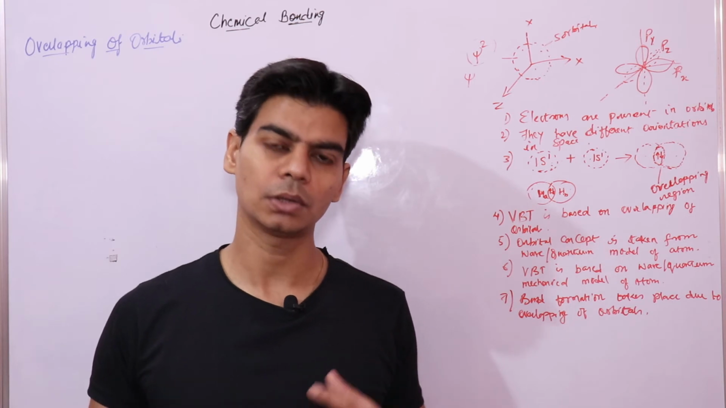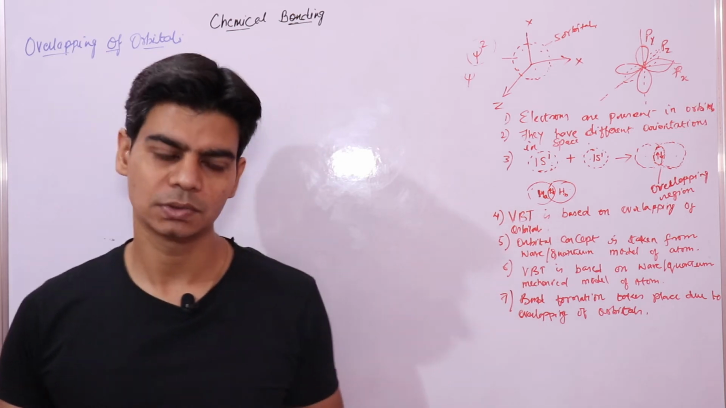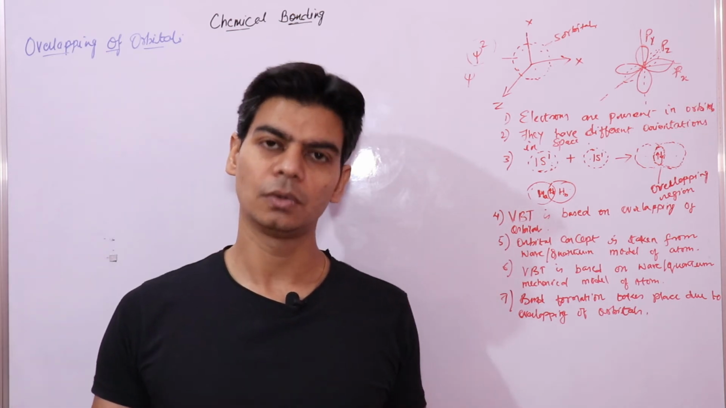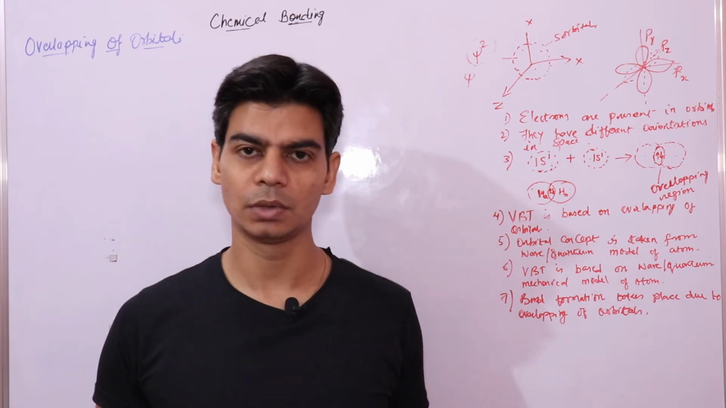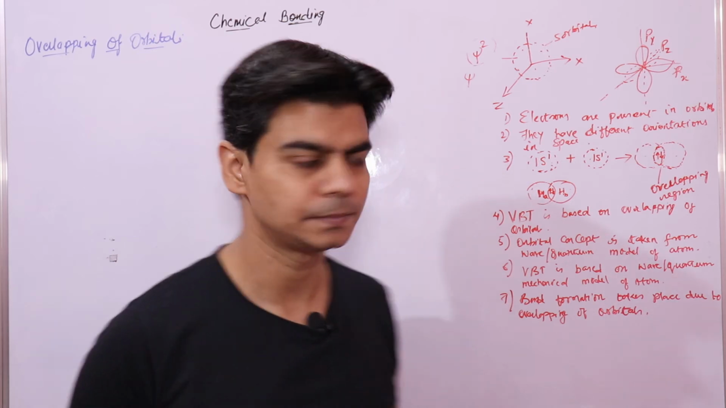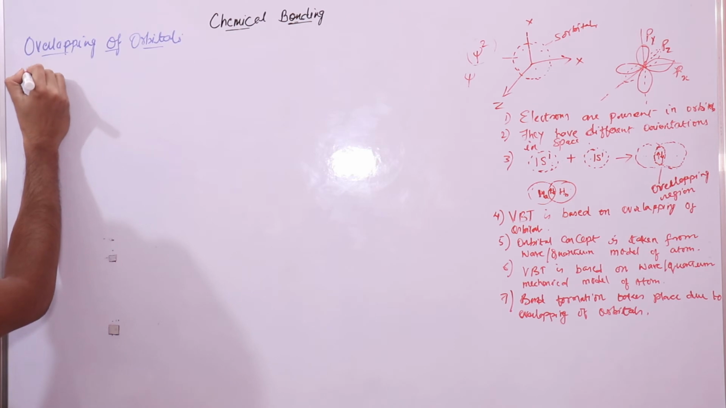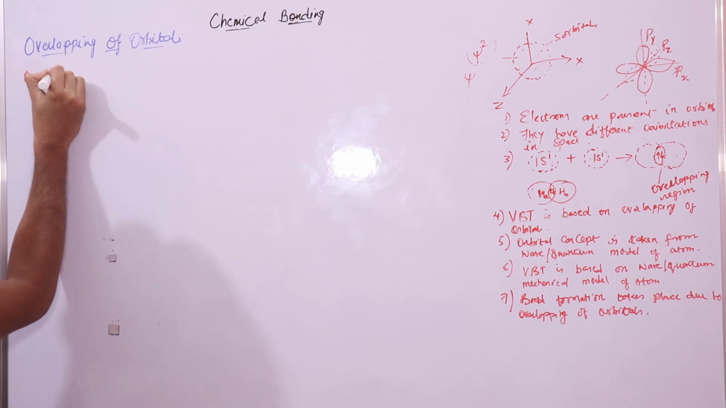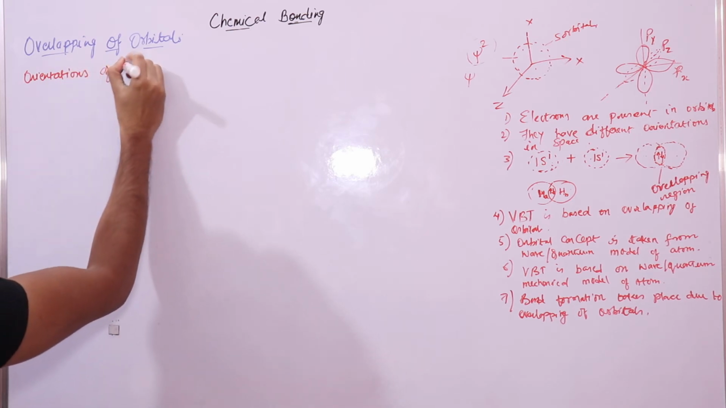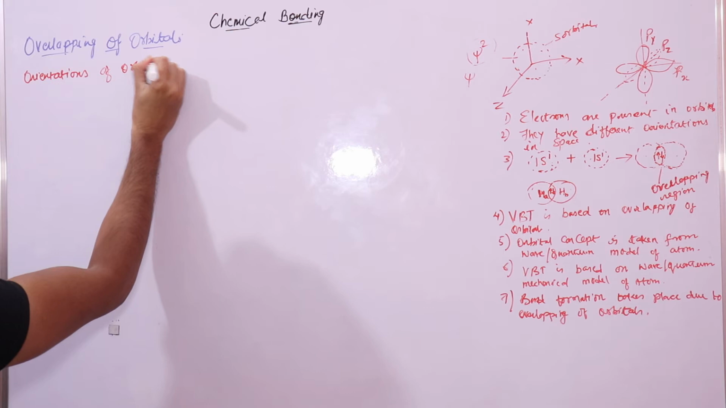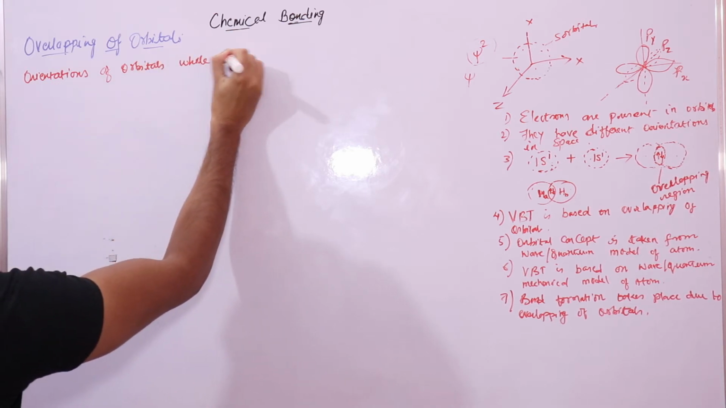So let's talk about orientations only right now. Let's look at what orientations will result in bond formation. What are the favorable orientations of orbitals while bond formation takes place?